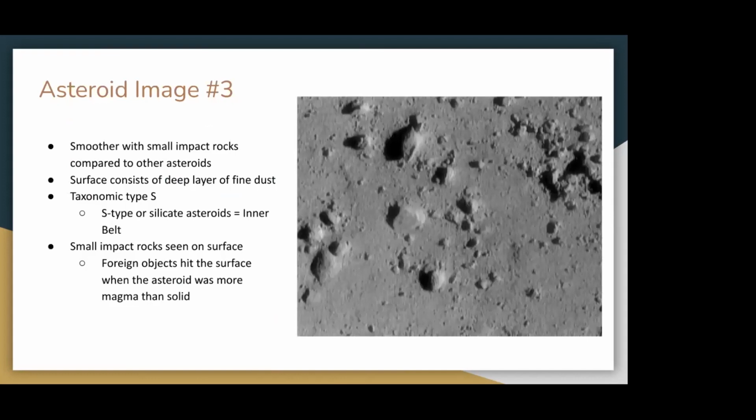Asteroid image 3. It's smoother, with small impact rocks, compared to other asteroids. The surface consists of a deep layer of fine dust, and it also has a taxonomic type S, or a silicate asteroid, which is located in the inner belt. It also has small impact rocks seen on the surface, which are a result of foreign objects hitting the surface when the asteroid was more magma than solid.